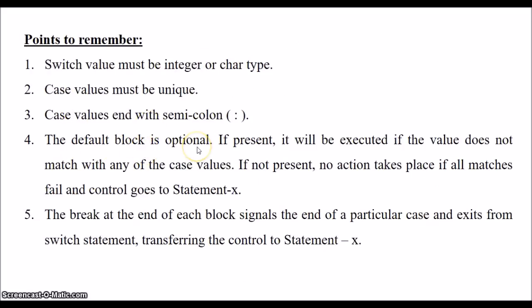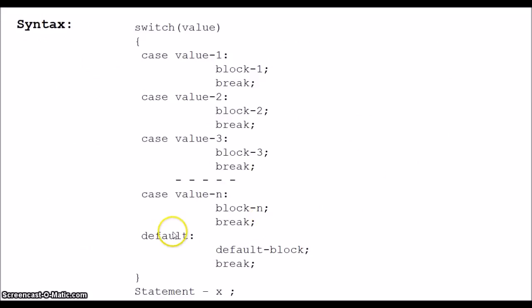The default block is optional. If present, it will be executed if the value does not match with any of the case values. If not present, no action takes place if all matches fail and control goes to statement X. If the default block is present and none of the case values is matched, not matched with value 1, not matched with value 2, so on up to value n, then the default block is executed.